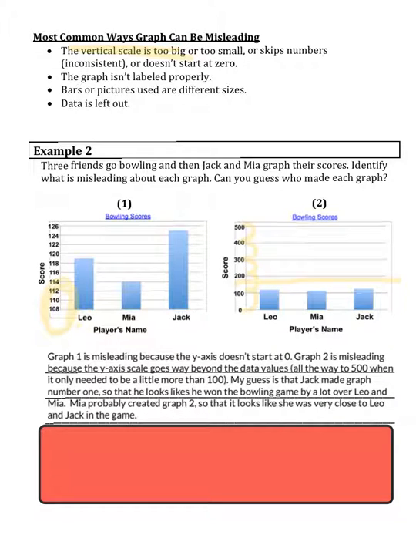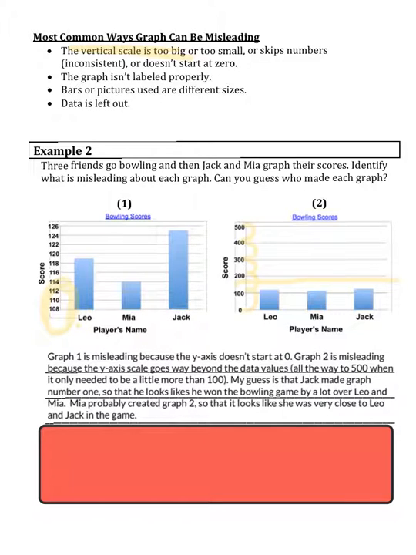So if Mia created the other graph, because I said Leo didn't create one of these graphs, Mia would have motive to use graph number 2. Why? Well, she lost, but in graph number 2, it's not as obvious. She looks like she was neck and neck with Leo and Jack. So Mia would probably create graph number 2, so she looks close.